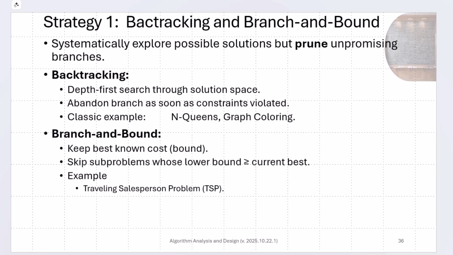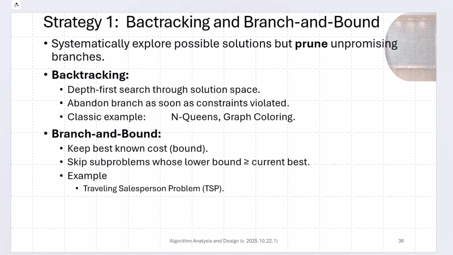So backtracking, again, is a depth first search through the solution space. You abandon a branch as soon as constraints are violated, and classic examples are n-queens and graph coloring. Branch and bound keeps the best known cost, that's the bound, and skips subproblems whose lower bound is greater than or equal to the current best.